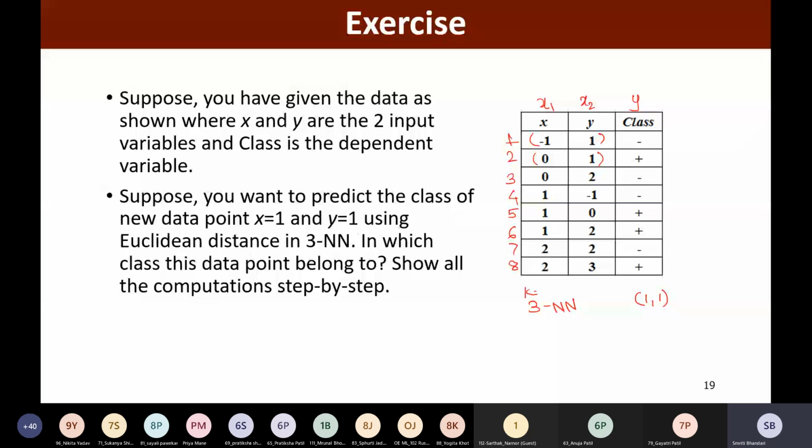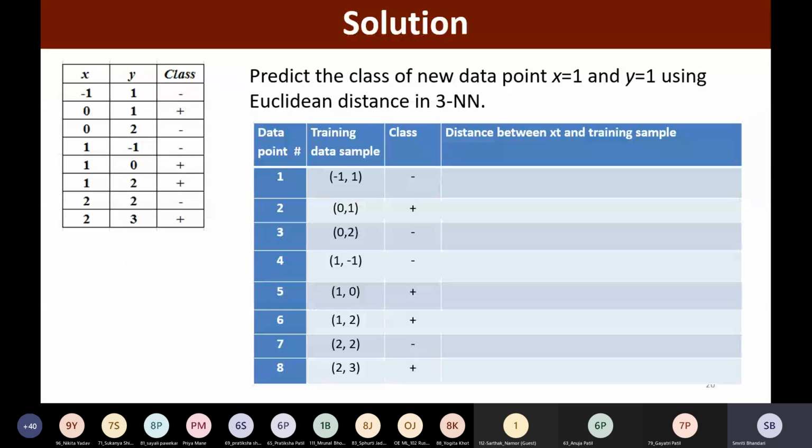So how to solve this? We need to show all the computations we are performing. Let us try to solve this systematically. This is the training data set provided, and these are the features for all those instances. We have 8 instances in our training data set.